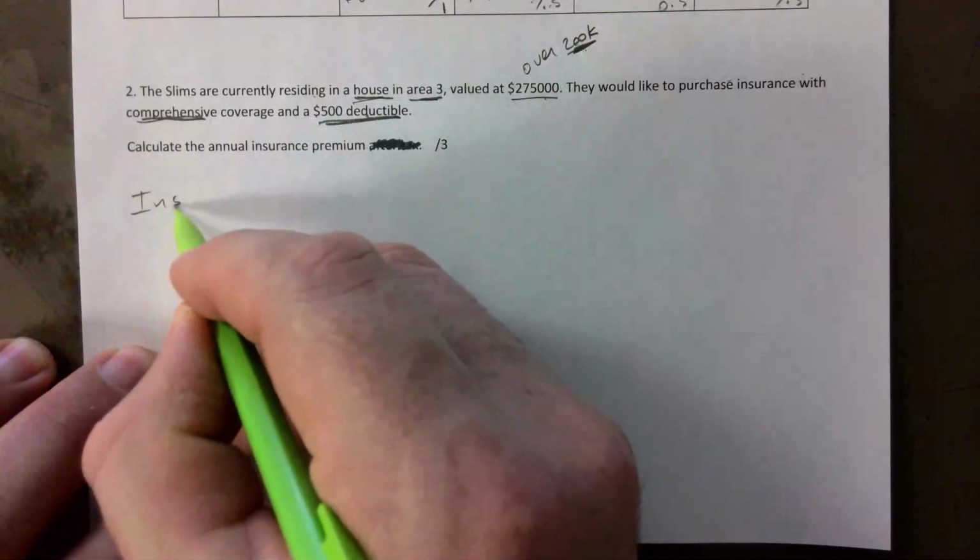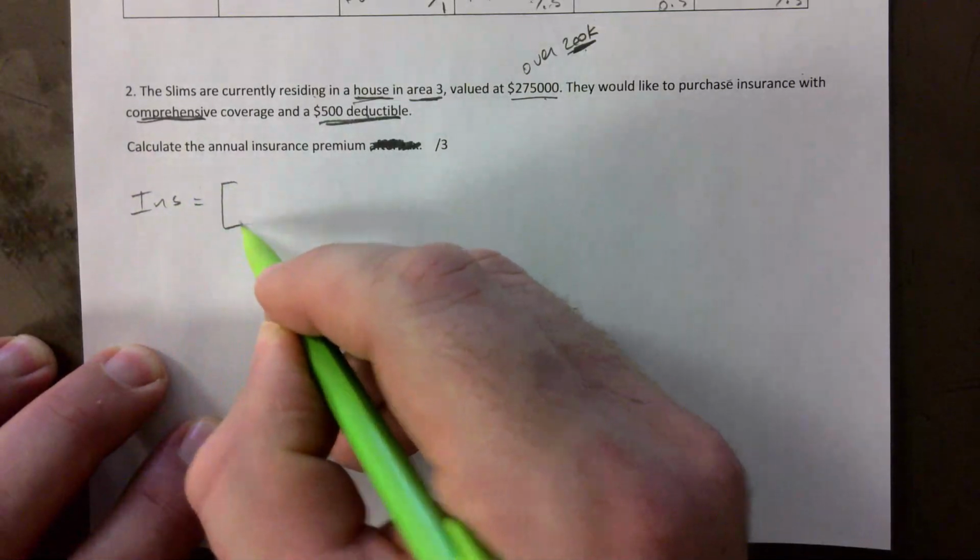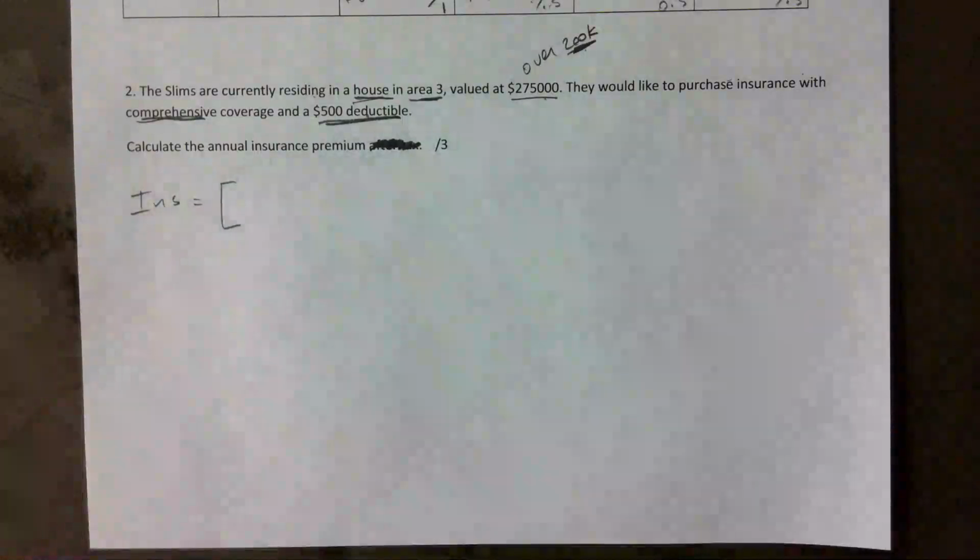So insurance, you need to go get it, right? You need a table like this.